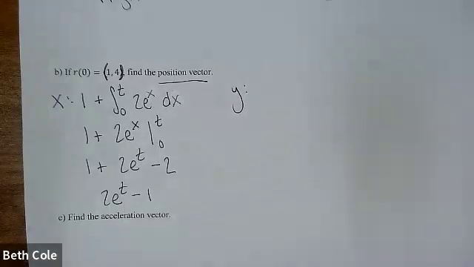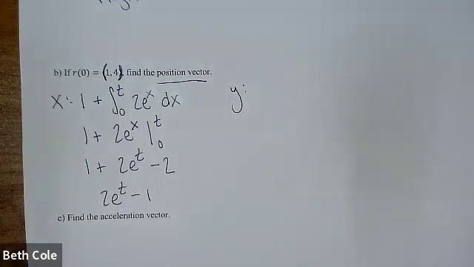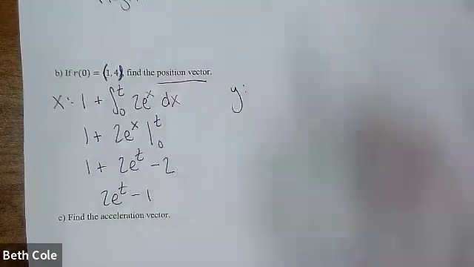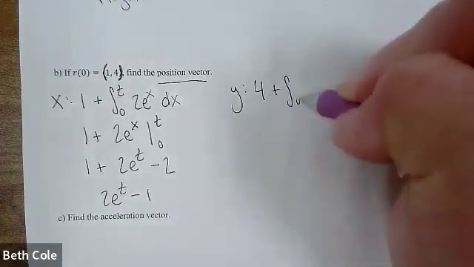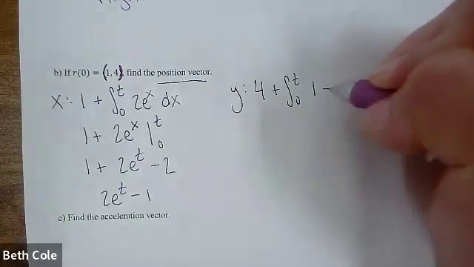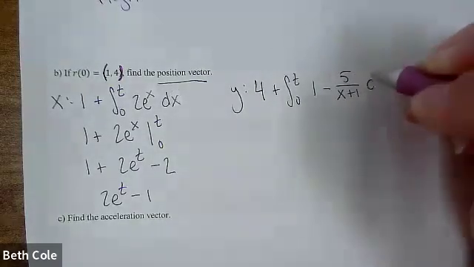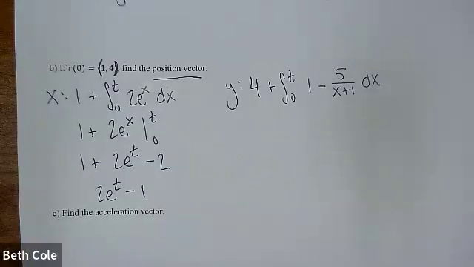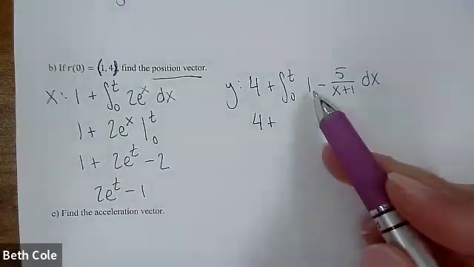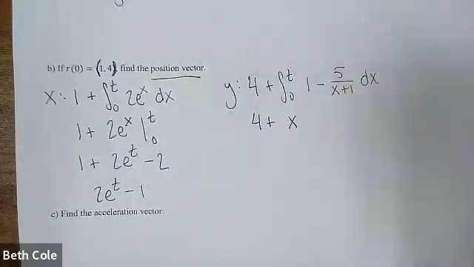We're going to do it again now because parametric equations have 2 of them. There's an x and a y. But it's going to be the exact same process. You're just going to use all the information for y. So what was our initial condition? 4 plus the integral from 0 to t of 1 minus 5 over, technically it should be x plus 1, and then dx. Technically you could use any letter of the alphabet you want besides t. I would just go with x. That's easiest. All right, antiderivative of just plain 1 is x.